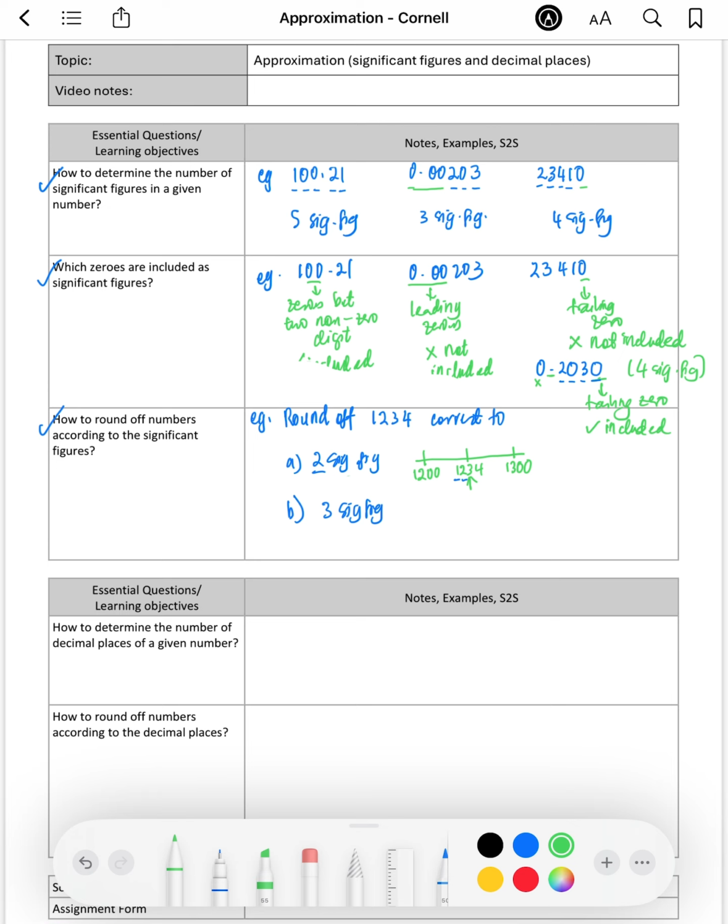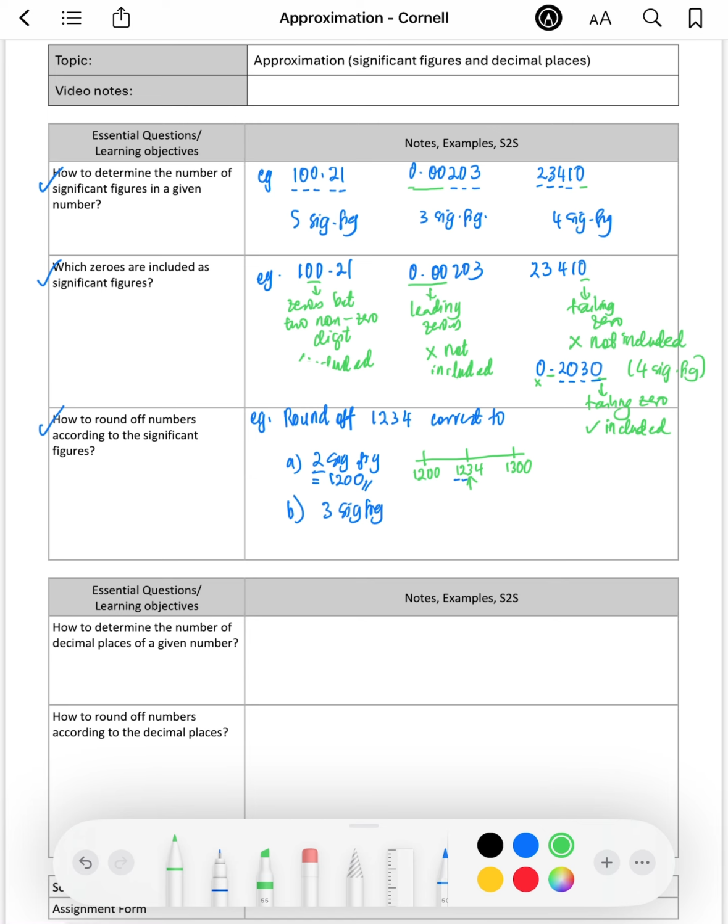Okay, there's another way of looking at that one. So you would see from the number line here when you do your number line correctly, 1234 is nearer to 1200. That means that is what we're going to round off, 1234 correct to two significant figures.